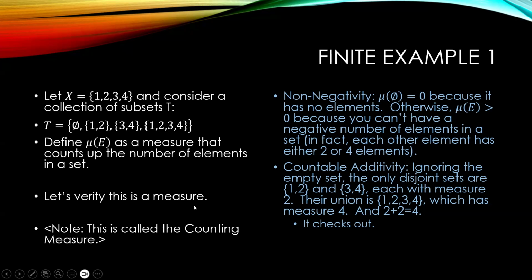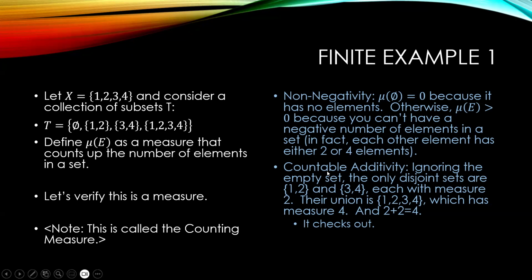And so looking at this, we have to make sure it's non-negative. If we are just counting up the number of elements in any given set, well, the empty set has no elements in it, so its measure would be 0. The set {1, 2} has 2 elements in it, and so its measure would be 2. The set {3, 4} would have 2 elements in it, so its measure would be 2. The total set would have a measure of 4 because there's 4 elements in it.